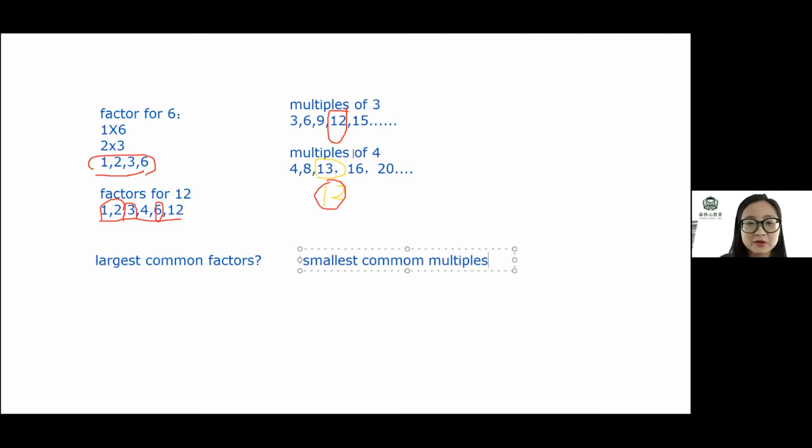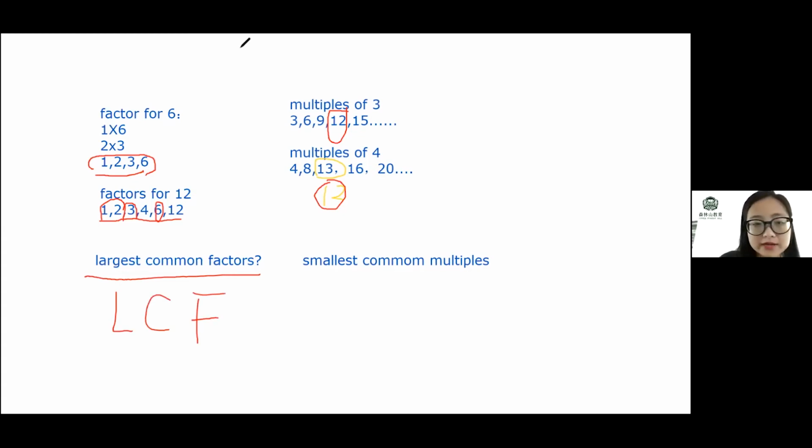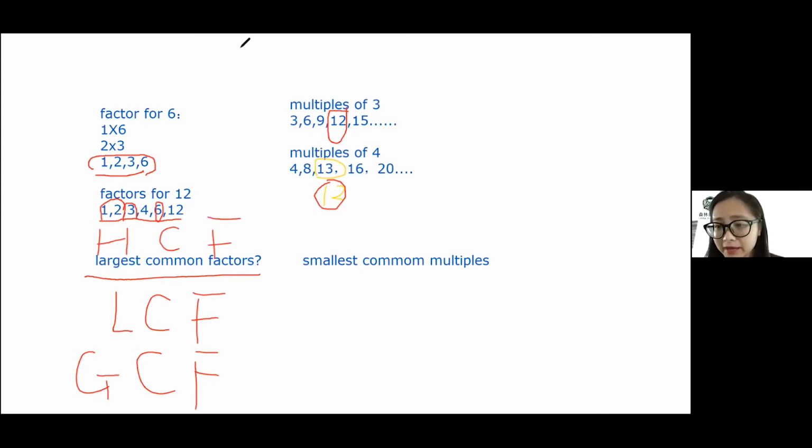Okay, now my question is, like this one, the largest common factor. A lot of people will write it down as LCF, or they will write down greatest common factor, GCF, the first initials. Or they can talk about largest, greatest, and highest, so HCF. They have a different kind of name for it, okay?